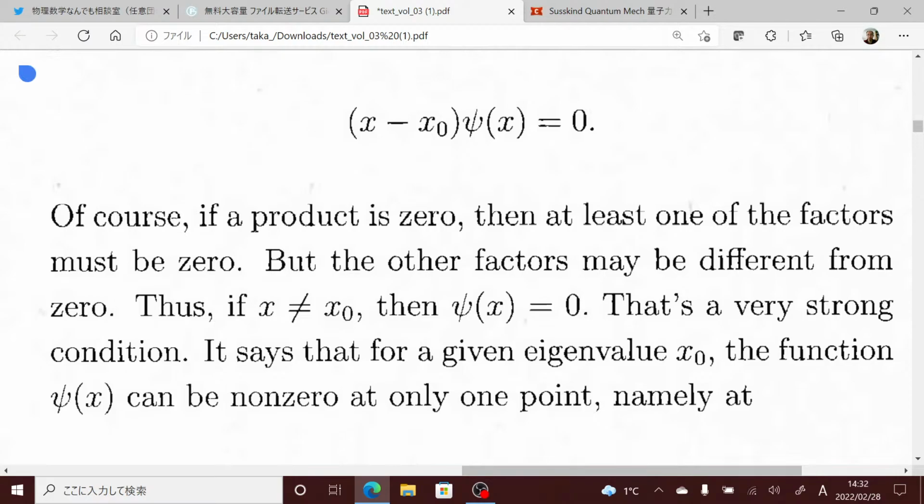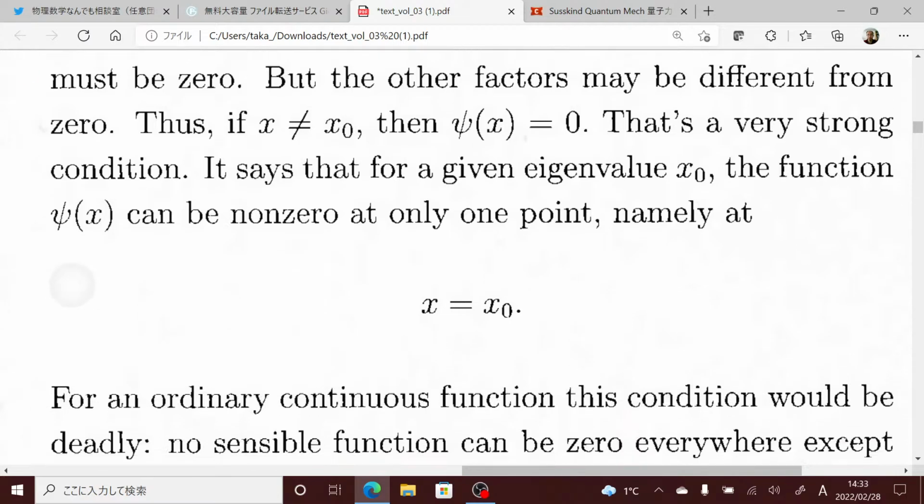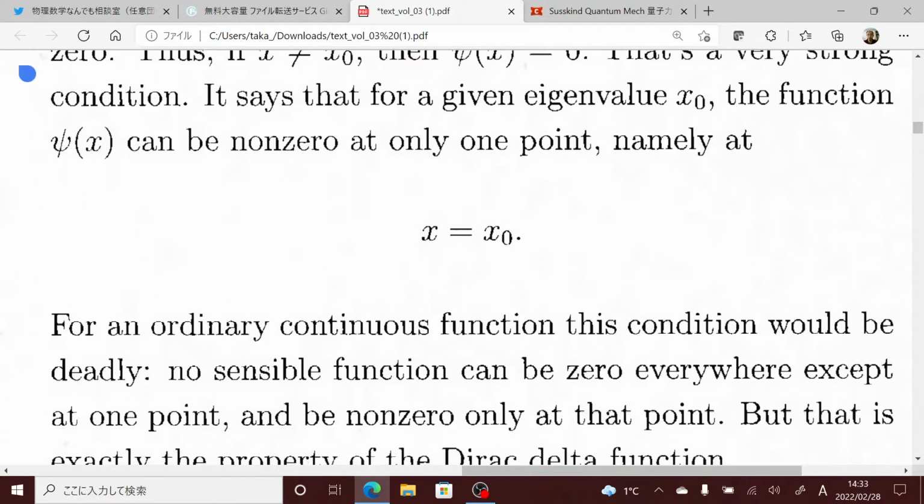Of course, if a product is 0, then at least one of the factors must be 0. But the other factor may be different from 0. Thus, if x is not equal to x0, then psi(x) equals 0. That's a very strong condition. It says that for a given eigenvalue x0, the function psi(x) can be non-zero at only one point, namely at x equals x0.